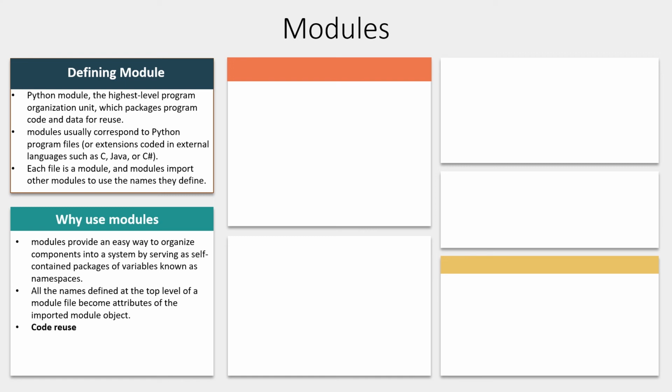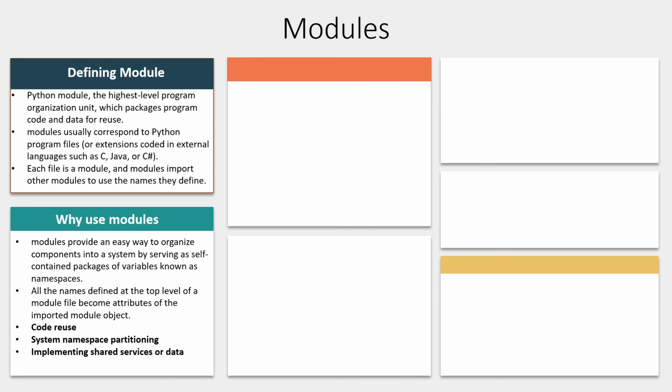So more specifically, from an abstract perspective, modules have at least three roles. The first one is code reuse. The second one is system namespace partitioning. And the third one is implementing shared services or data from an operational perspective.